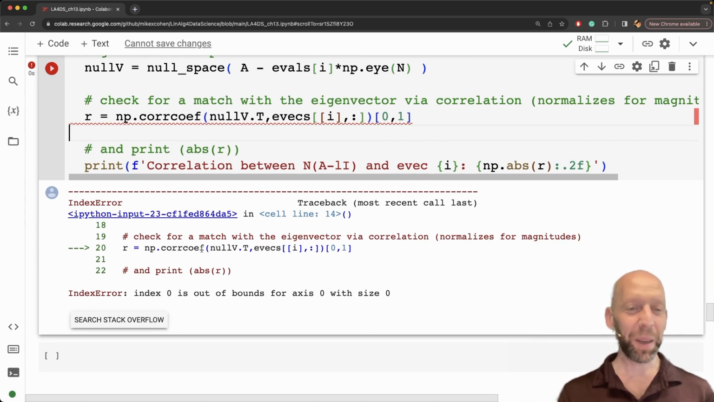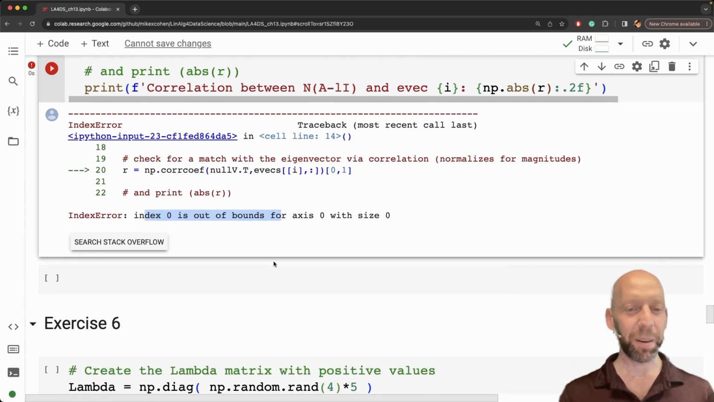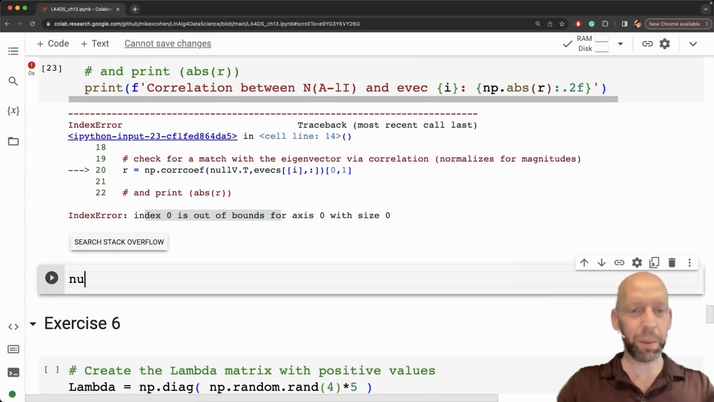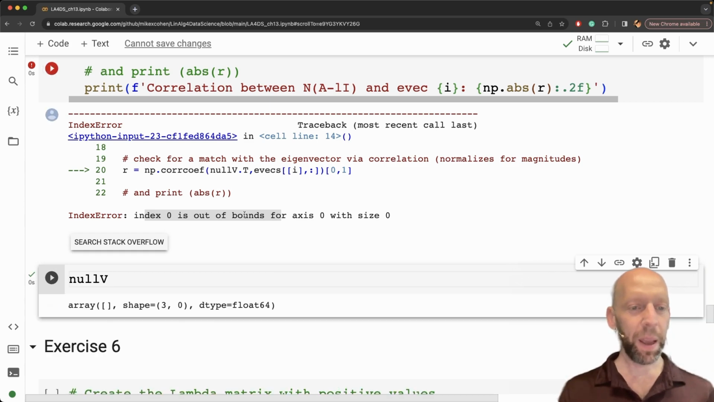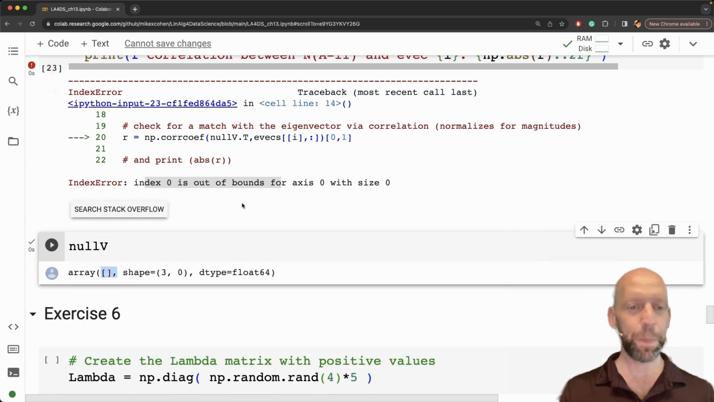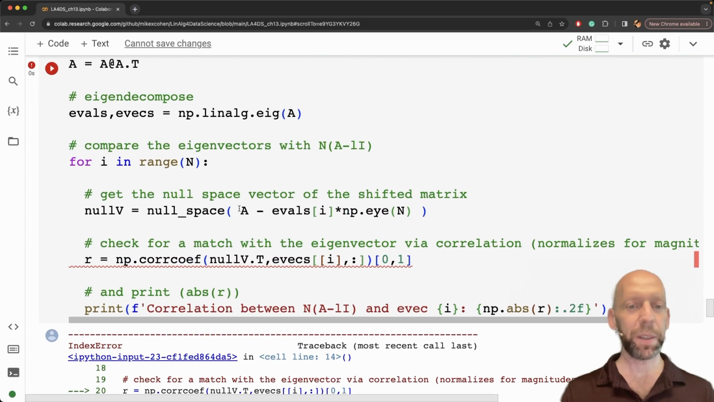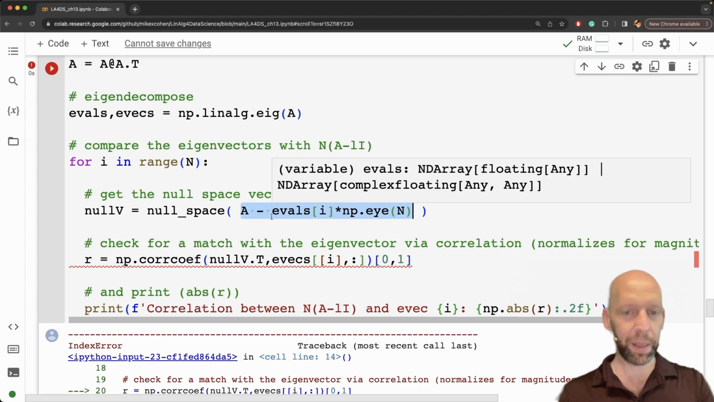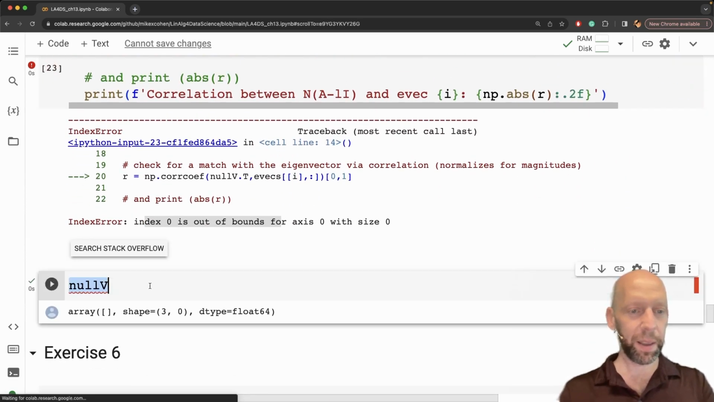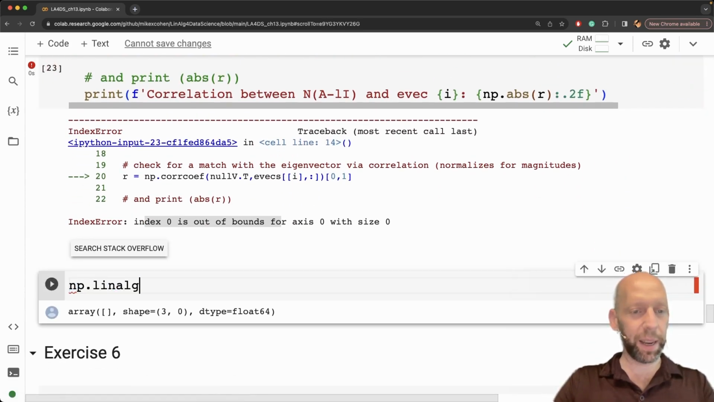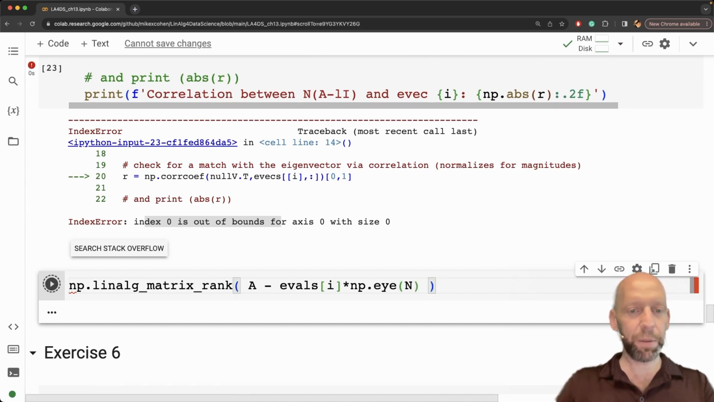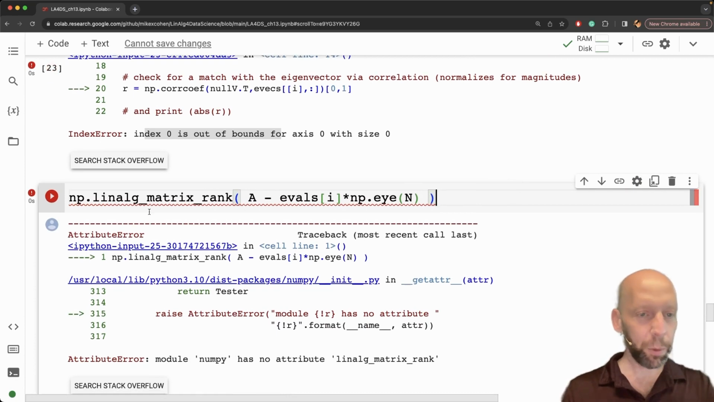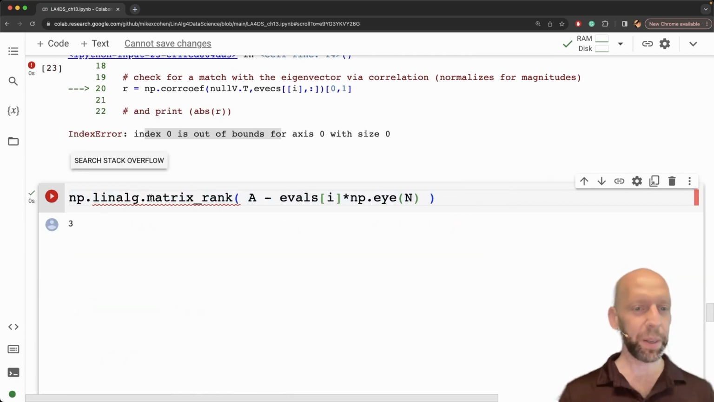As I wrote in the book chapter, you will find some cases like this where you're going to get an error message. And what is causing this error message? Well, we can investigate this. We can look at null v and see that this is actually empty. So in this case, we shifted by an eigenvalue and we got an empty null space. So we can also see the rank. What is the rank? numpy.linalg.matrix_rank of this shifted matrix. Oops, sorry, this should be a period there like this.